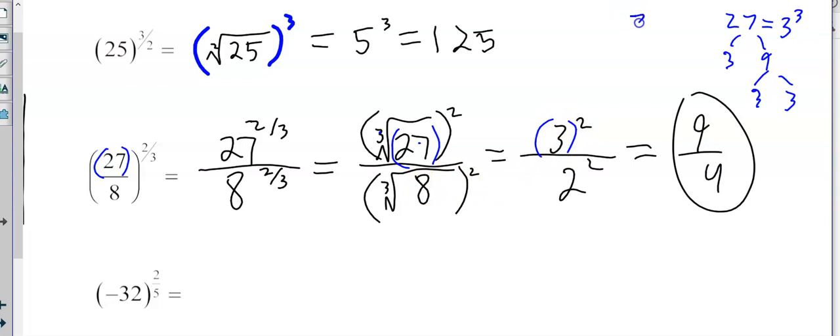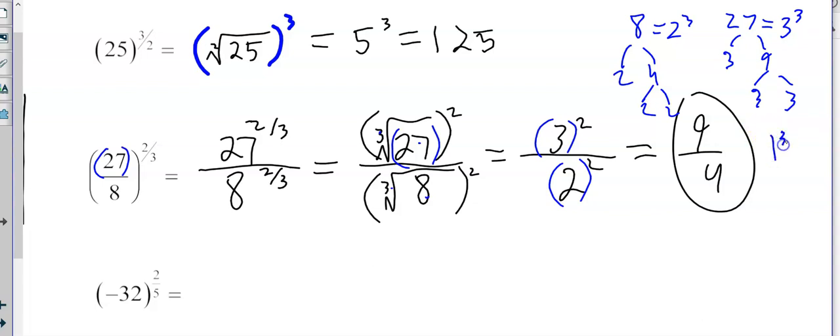Same thing with 8. If you don't know the prime factorization, do it. 2 and 2. So that's 2 to the third. So the third root of 2 to the third is 2. And then 2 squared is 4. So simplifying like that really helps. In fact, it really helps just to know the first few perfect squares, like perfect cubes.